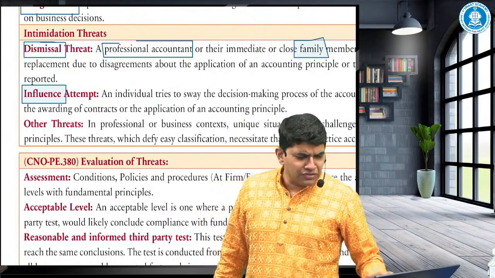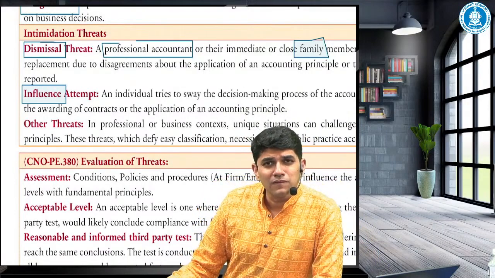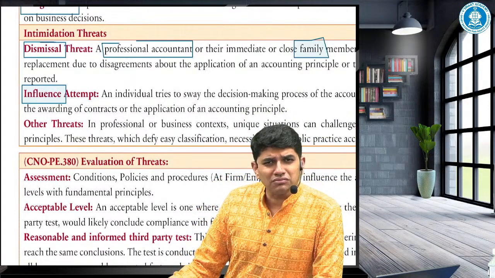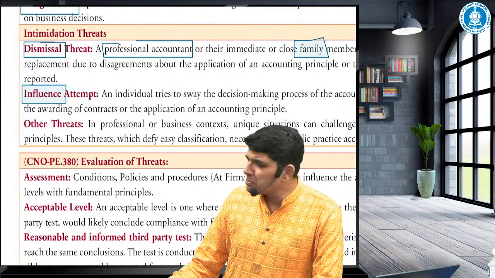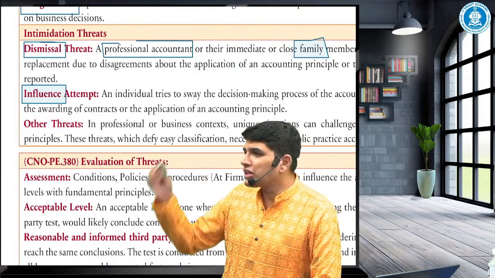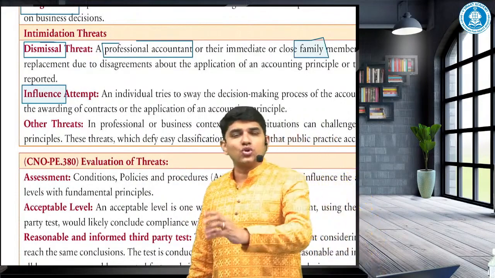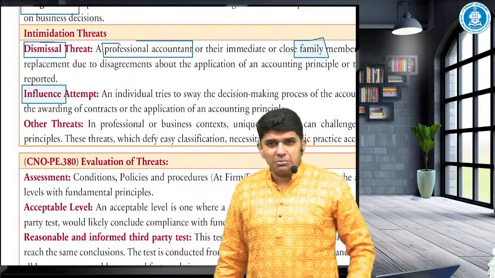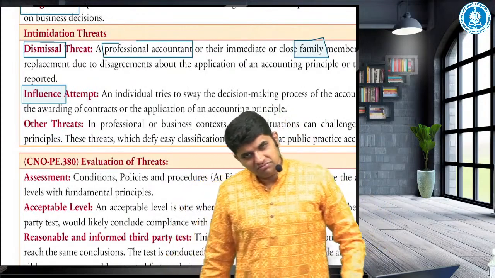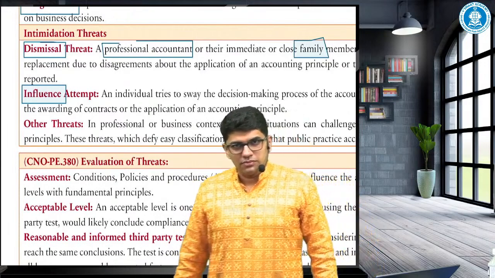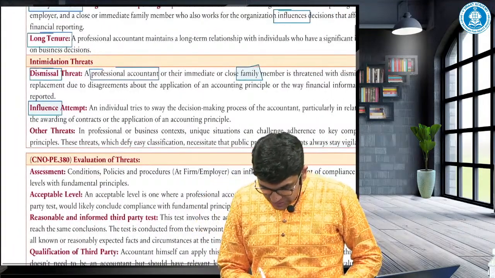I'm supposed to suffer a lot. I'm given bad food, bad treatment. They are mentally harassing me so that I listen to them. I am a financial controller. I decide whom to give contract. They are forcing me to give contract to an ineligible vendor. That will be intimidation threat. Only two examples.